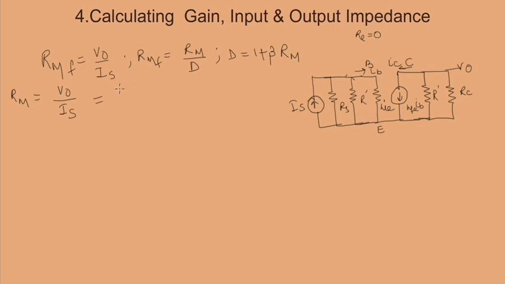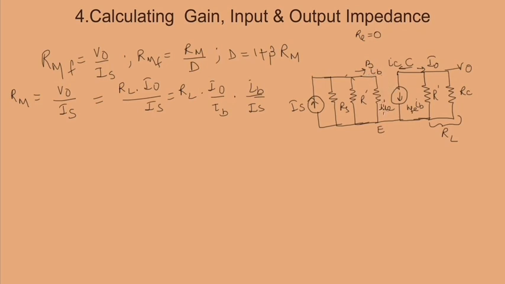So V out by Is will be equal to RL into I out by Is, right? So this can be written as RL into I out, where I out is the current flowing through the load. And what is the load? Load is this RL. So I out is the current flowing through the load. So we can write I out by IB into IB by IS, right? Now what is this value? I out by IB will be minus IC by IB.